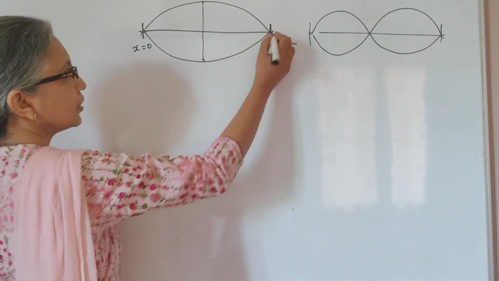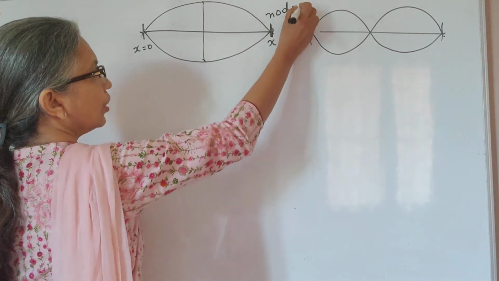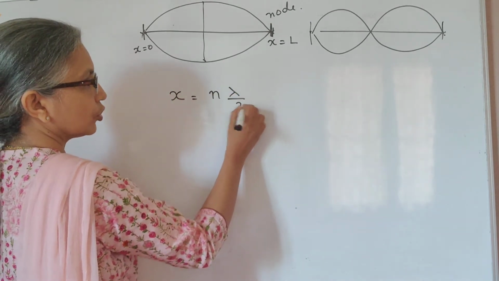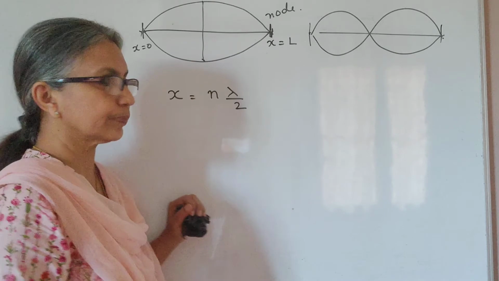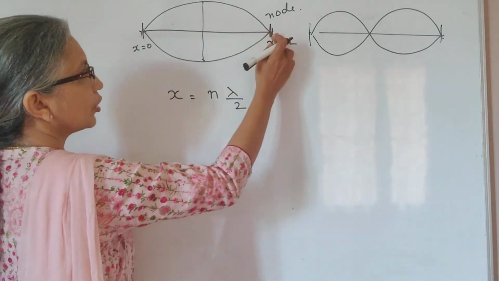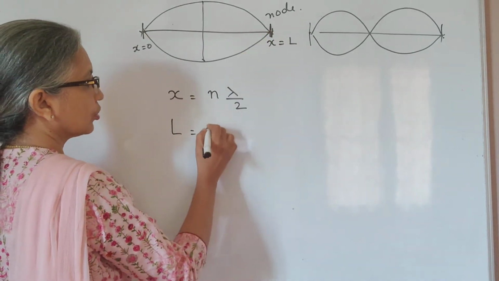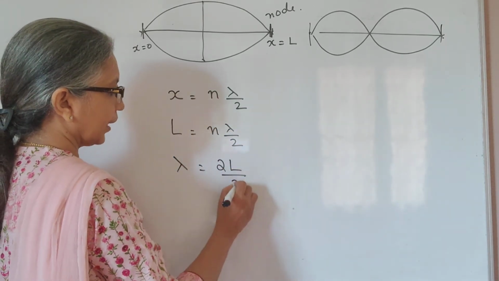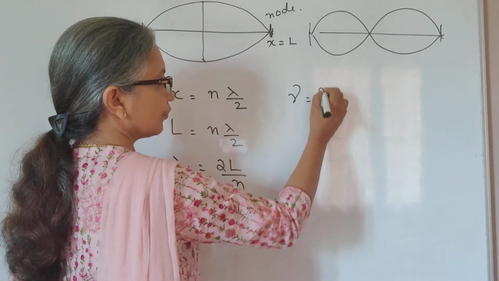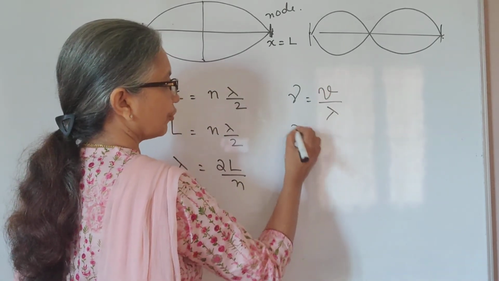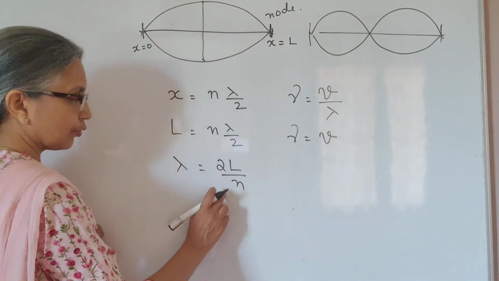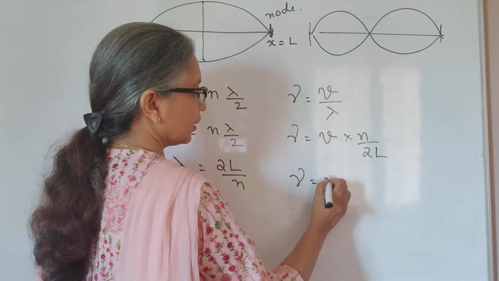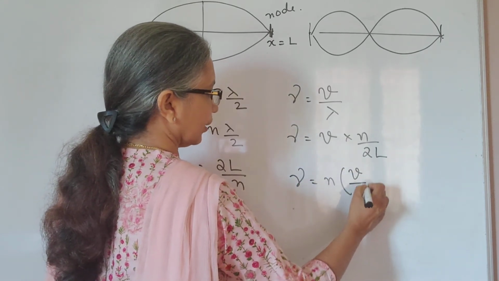Now if I take this case, here we know it is a node, and just now we saw that the node condition is integral multiples of lambda by 2. So if I'm talking about x here, L equals n lambda by 2, or lambda is equal to 2L by n. You know that the frequency is given by v by lambda, so substituting for this, frequency is n by 2L times v, or we may write frequency is n times v by 2L.